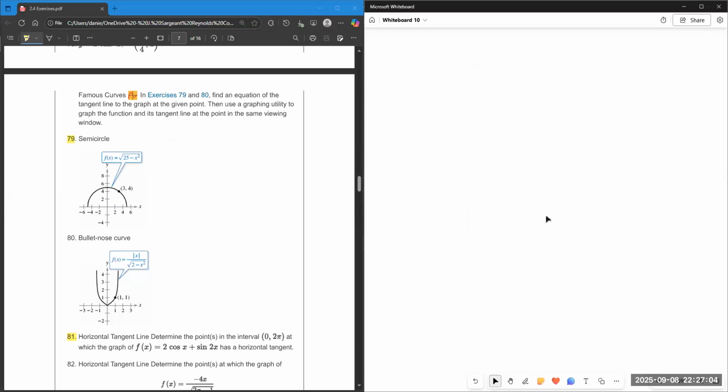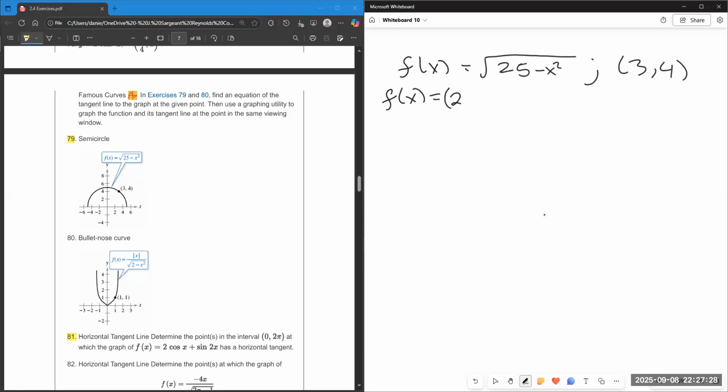Find the equation of the tangent line to the graph at the given point. So we have f of x is equal to root 25 minus x squared. We're given the point 3, 4, and we want the equation of the tangent line now. So f of x is 25 minus x squared to the 1/2 power.